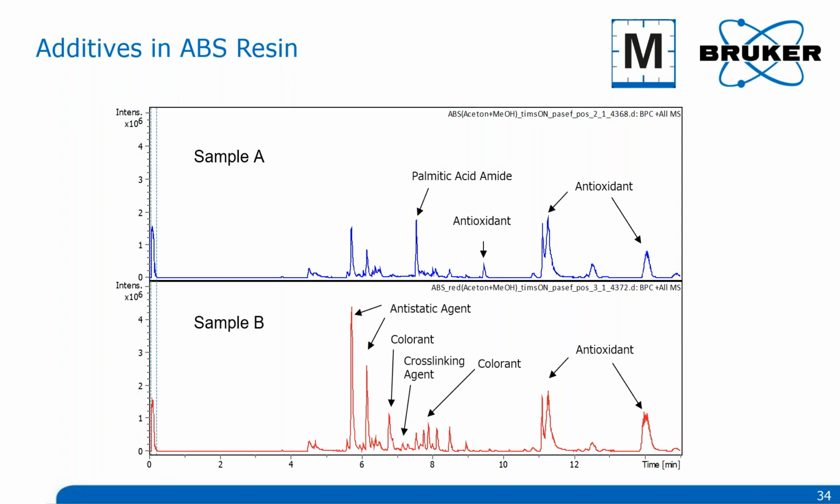Going back to the example of 2 ABS resins, now comparison of the chromatograms can be more meaningful. For instance, we can say that sample B contains coloring and cross-linking agents not found in sample A, and a lot more antistatic. On the other hand, sample A contains antioxidant not found in sample B. Again, if we're working on deformulations or reverse engineering, this is an extremely powerful approach. Same goes for identification of unknown contaminants, synthesis byproducts, or any other problems of this nature.